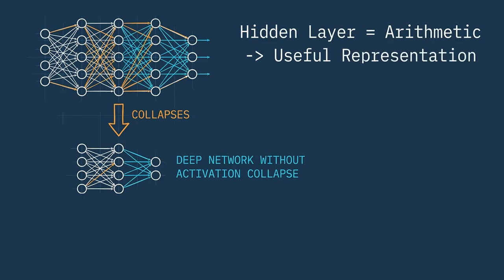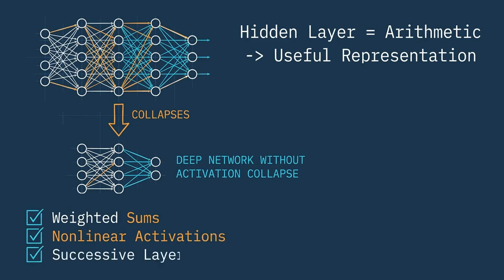So a hidden layer is not a box of thoughts. It is arithmetic that rewrites an input into a more useful representation. Weighted sums recombine values, nonlinear activations prevent a linear collapse, and successive layers compose those changes. The next question is how training discovers weights that make the representation useful.